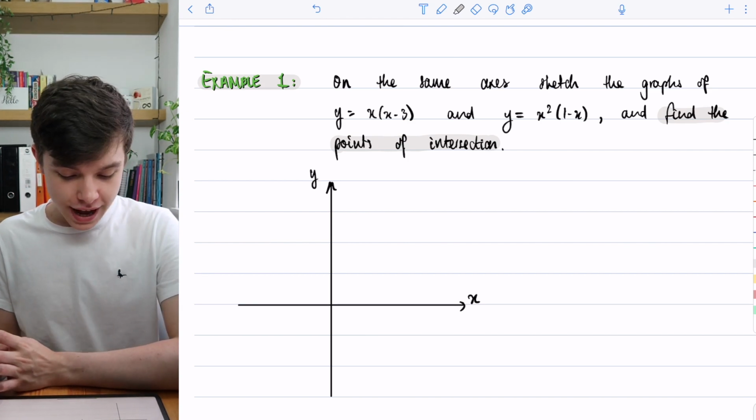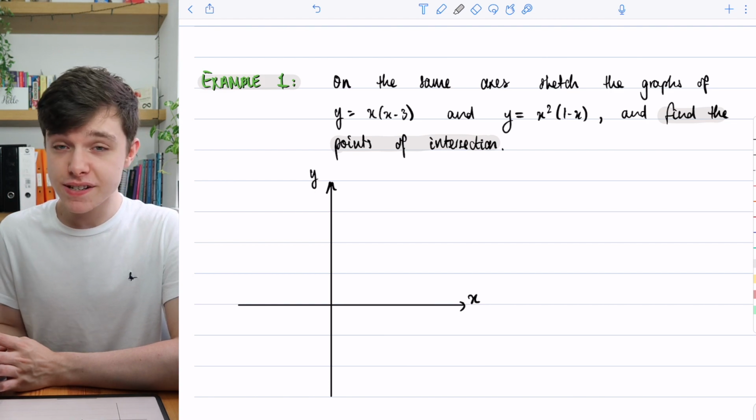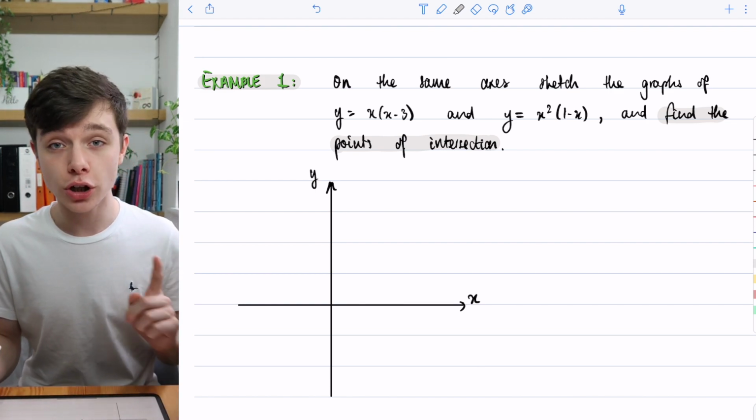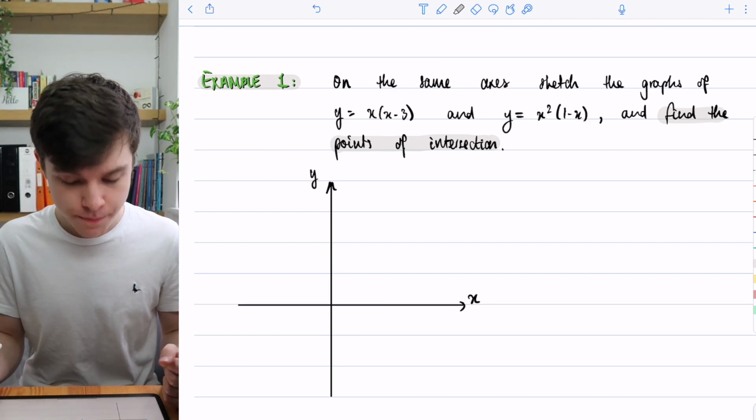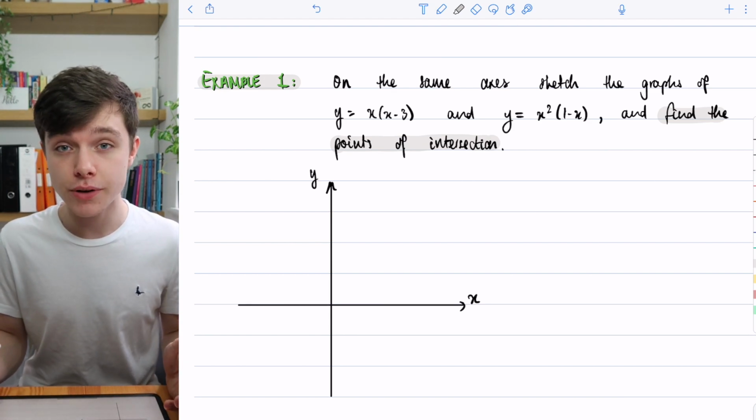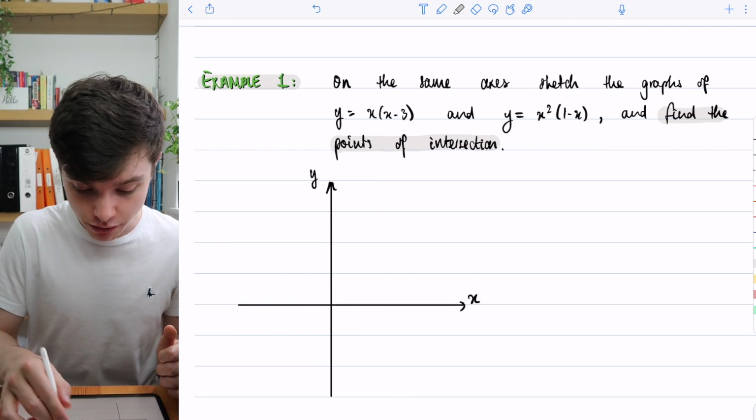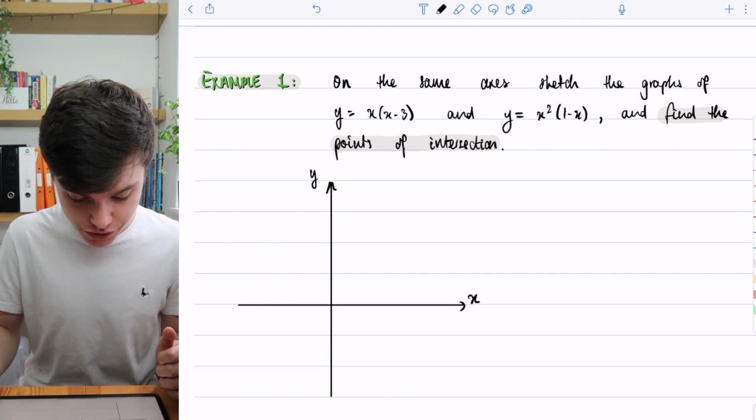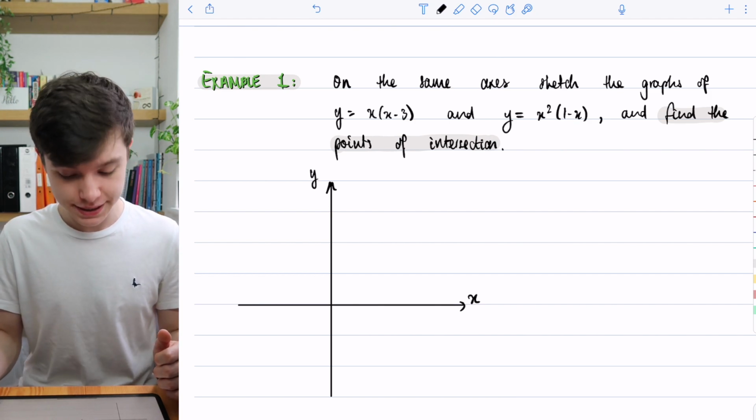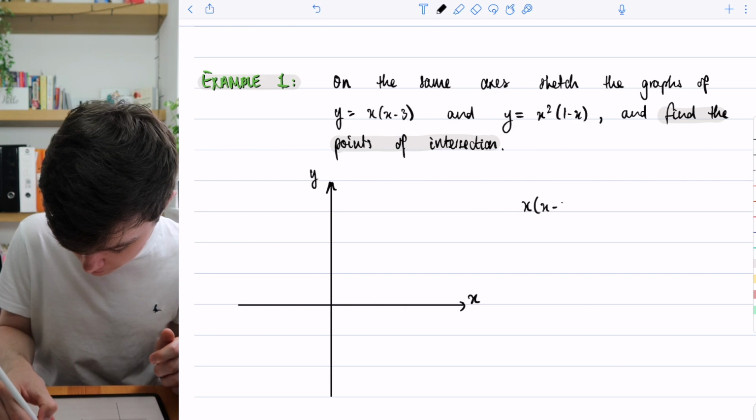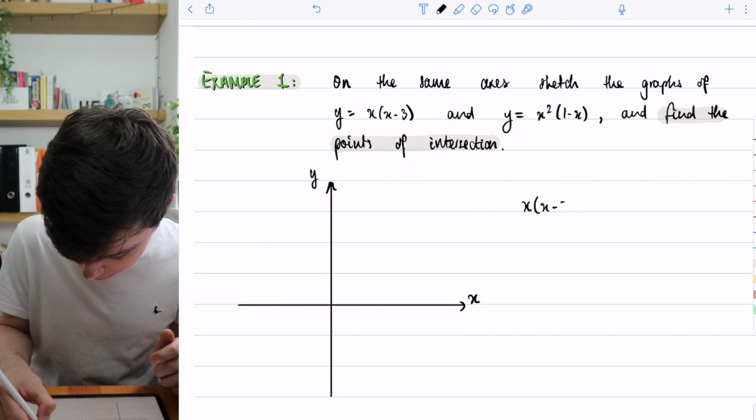Okay, hopefully you've had a go. If you didn't manage to sketch them or you managed to solve, that's fine. But let's have, first of all, a look at how we can sketch them. To sketch, I'm going to have a look at the roots. To do that, I'm going to set the graph equal to 0. So x times x minus 3, set that equal to 0.